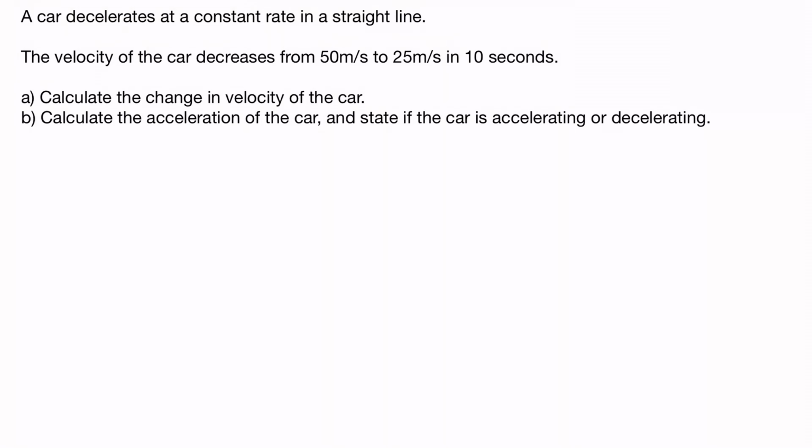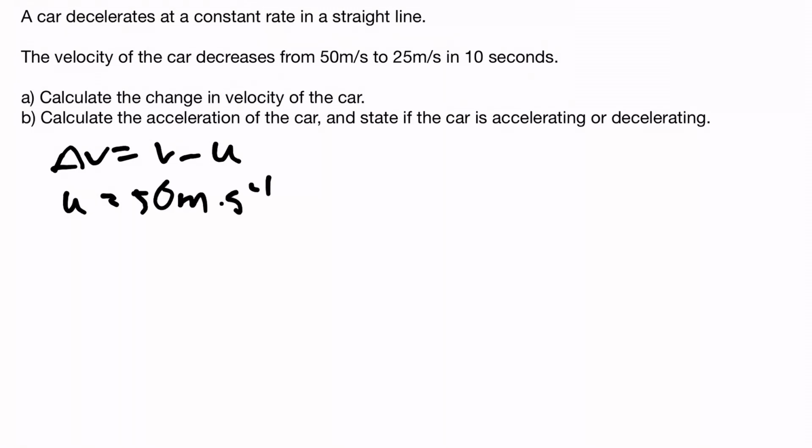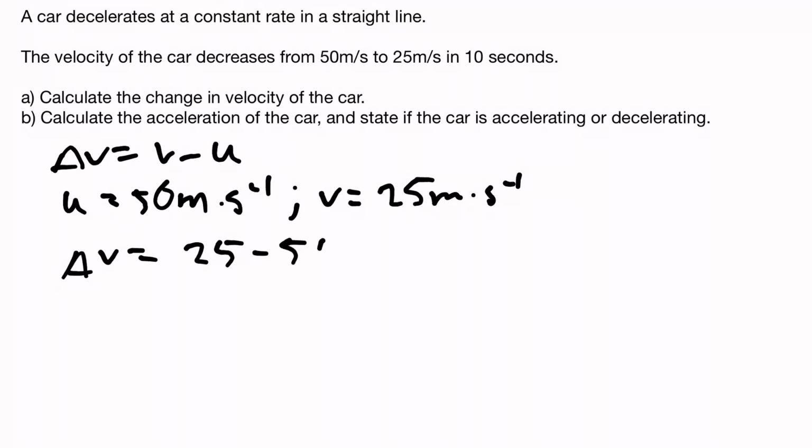So the change in velocity is equal to v minus u. So here, u is equal to 50 meters per second, while v is equal to 25 meters per second. So we can plug that into the formula, and we have 25 minus 50, which is equal to negative 25 meters per second.